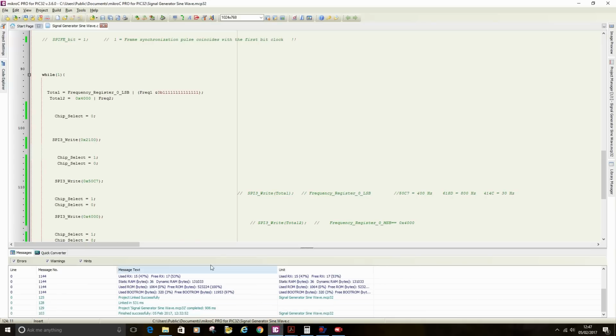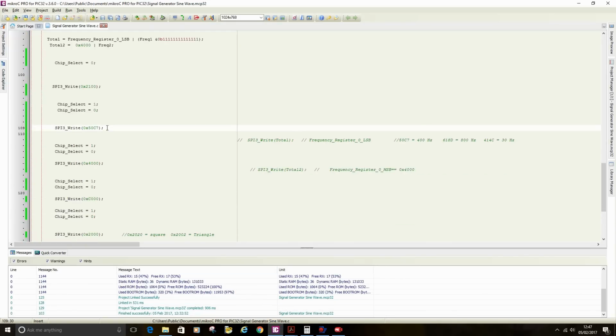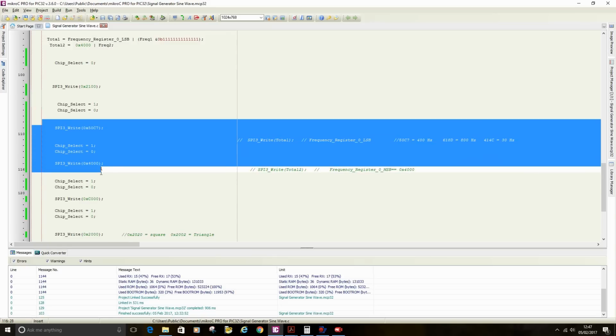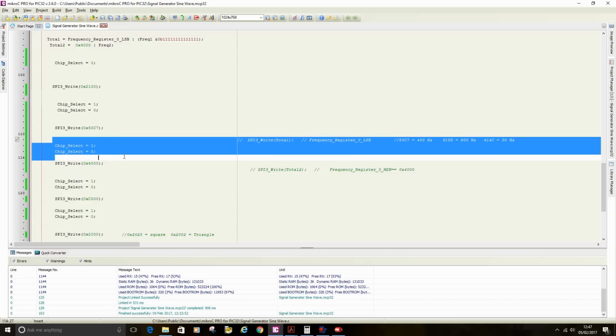So going back to the datasheet here, this low part of the frequency, remember it's 28 bits long, or can be up to 28 bits long. There's the low part, and then there's the high part. So that's 2 writes, but it's not consecutive because we're split with a chip select.